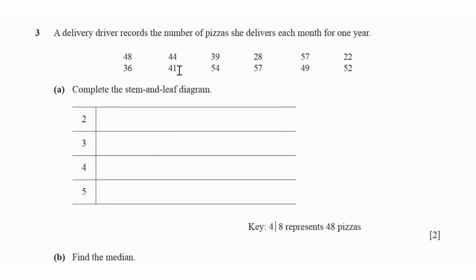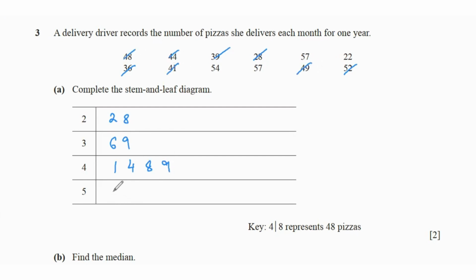Question 3 says a delivery driver records the number of pizzas she delivers each month for 1 year. Complete the stem and leaf diagram. So as you can see, for the 20s category, we have 22 and 28. So 2 and 8, these are out. Then for 30s, we have 36 and 39. So this is also out. Then for 40s, we have 41, 44, 48, and 49. So 1, 4, 8, 9. So these are also out.